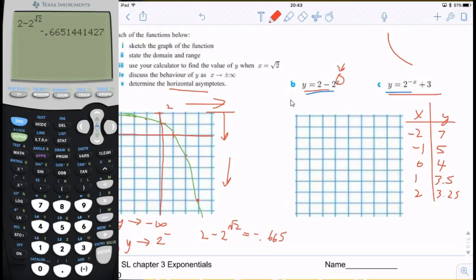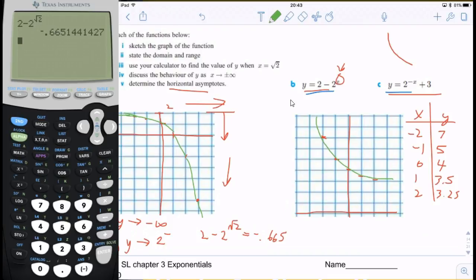And then if we're going to graph these, most of these values are very positive, so we could just put the x, y axes like that. -2, 7 would be here. -1, 5 would be here. 0, 4 is here. 1, 3.5 is here. And 2, 3.25 is here. I'm going to graph this. Okay, I can already see where the asymptote is, right?